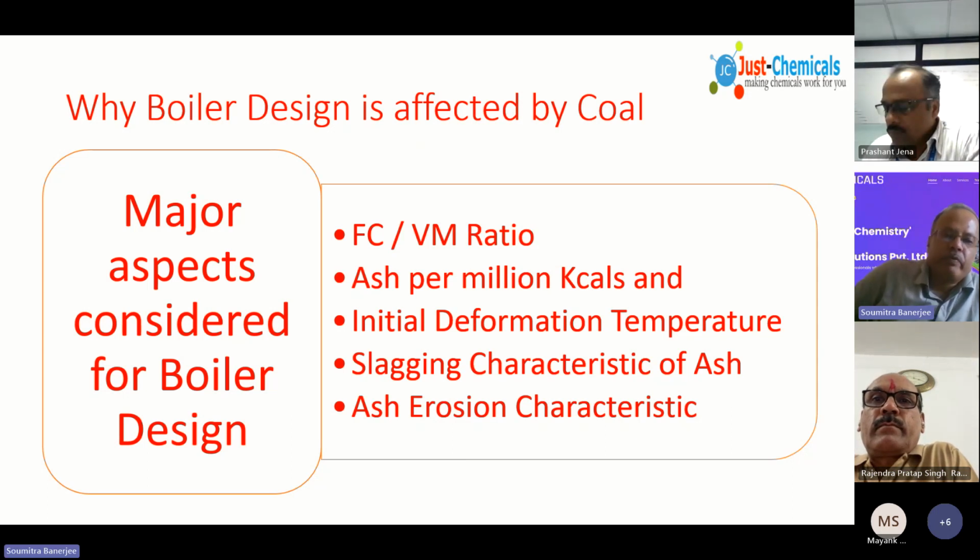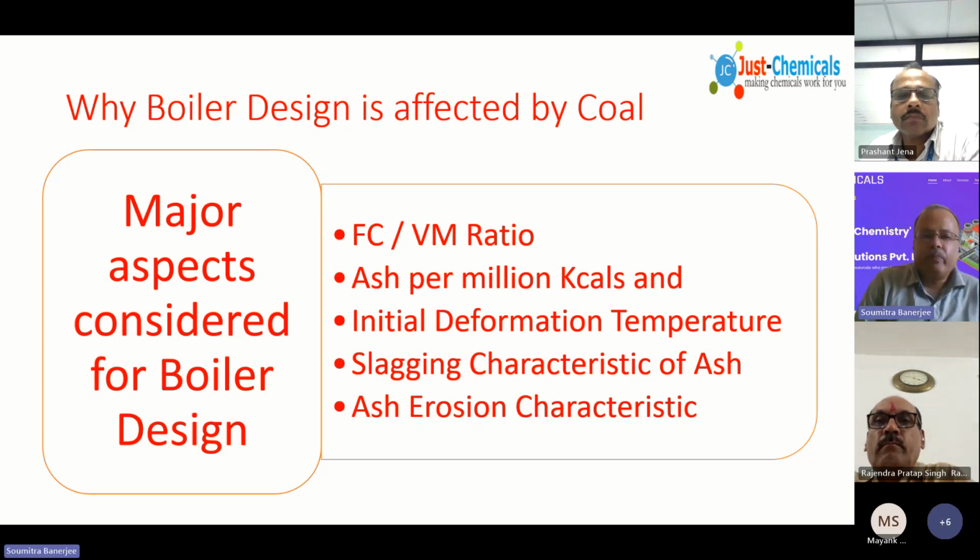Okay, so the FC by VM ratio is considered for the boiler design. Ash per million kilocalories and initial deformation temperature are taken into consideration. Slagging characteristic of ash and ash erosion characteristic, these are taken for boiler design.